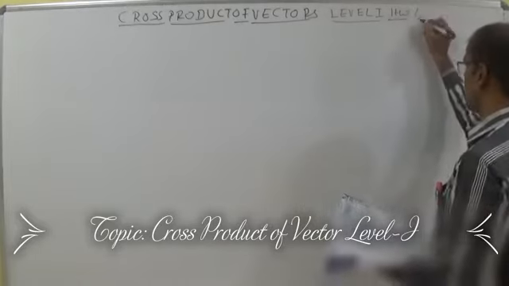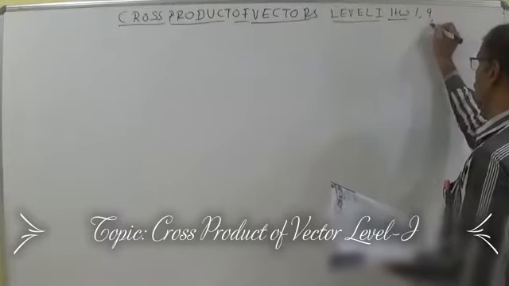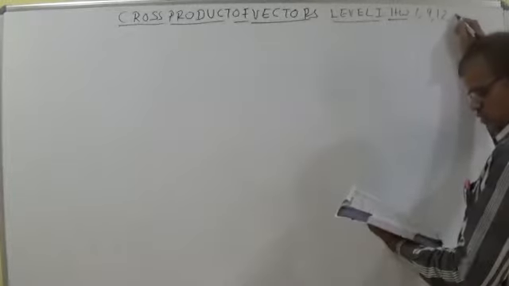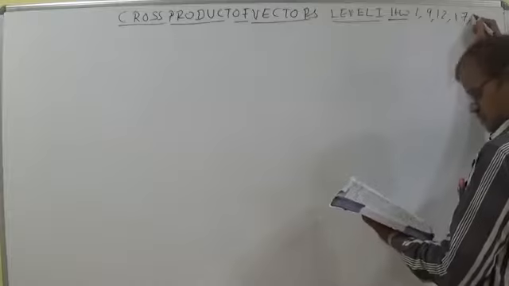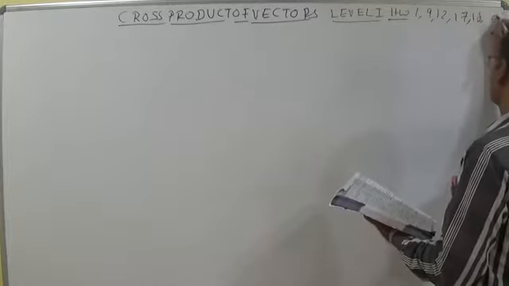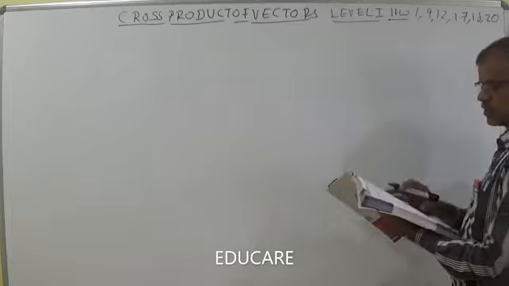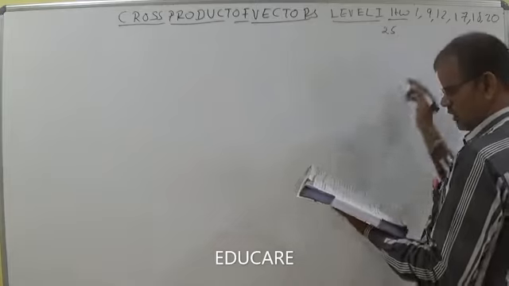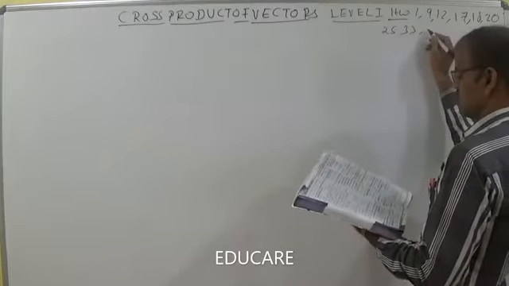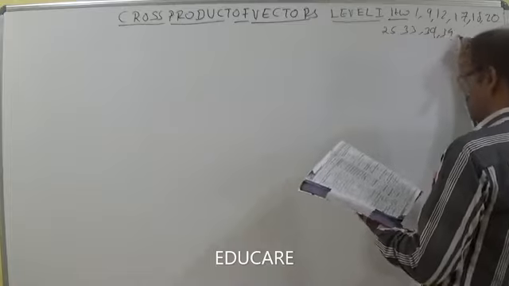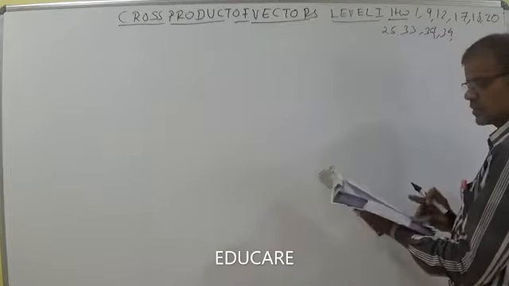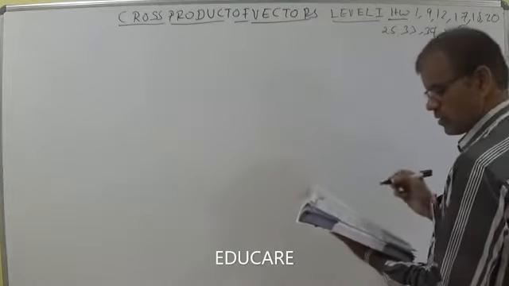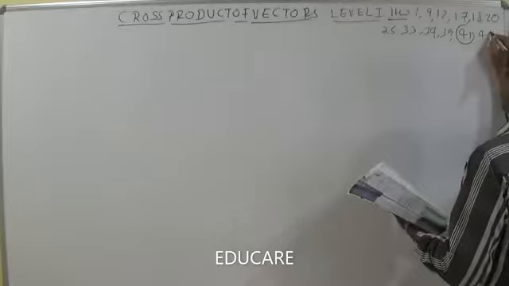For level 1 homework, according to the schedule, I am writing 1, 9, and the remaining sums you can do, students: 1, 9, 12, 17, 18, 20, 25, 33, 34, 39, 41 (already completed, the question was repeated 2 times), 44, 45.